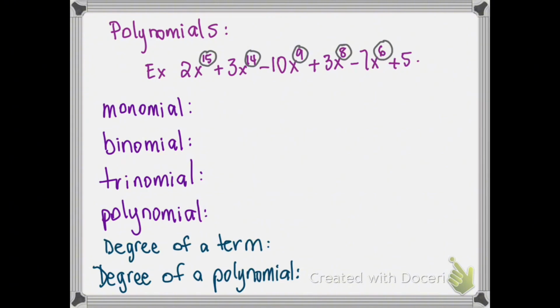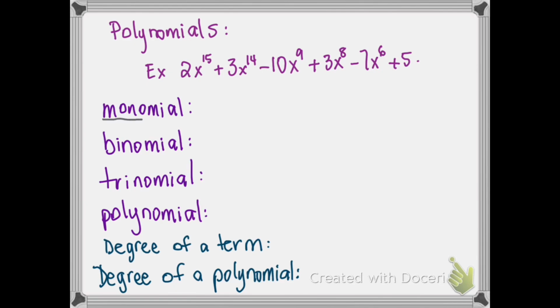Now notice that the last one here doesn't have an x, but it actually does. It's just that the exponent is 0, and so it's all the way to x to the 0, which remember x to the 0 power is 1, so 1 times 5 is 5, and that's why it's not necessary to write that. Now, there are different names for the polynomials.